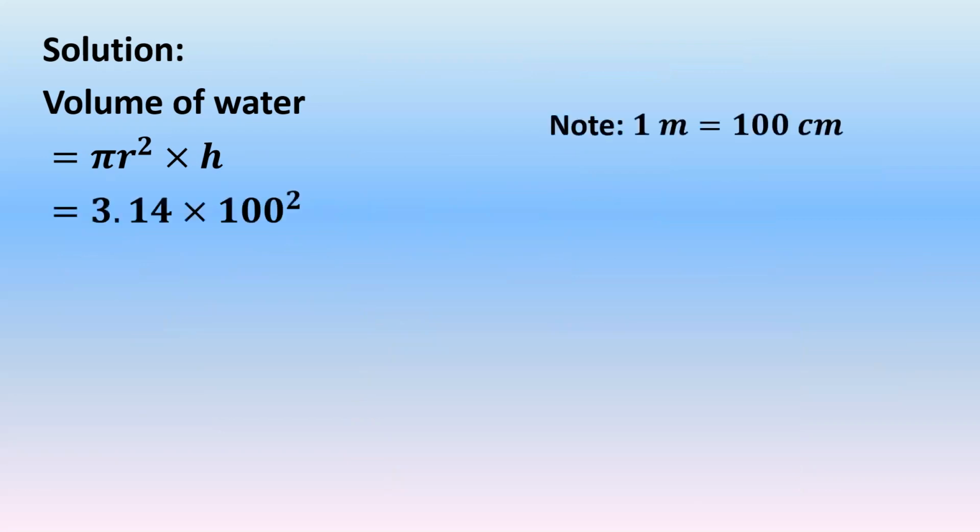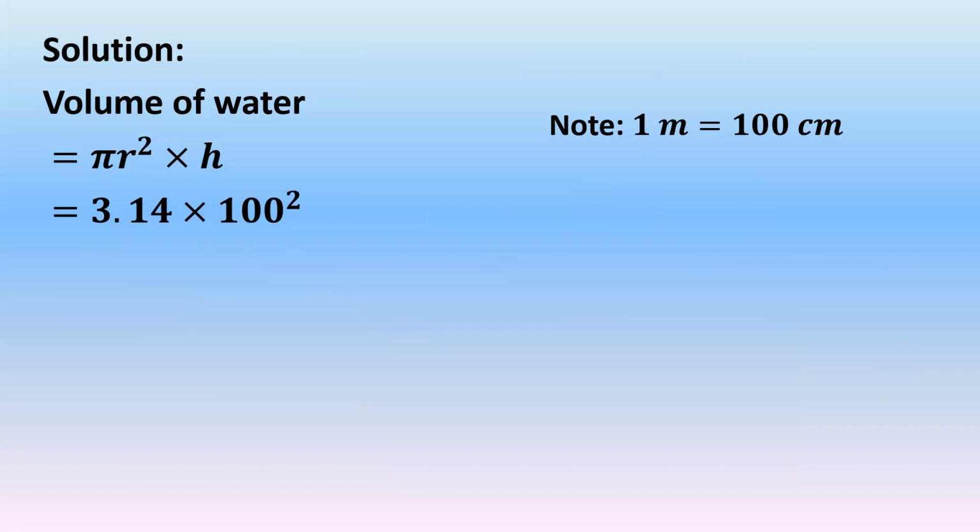You have noticed that the pool is in the shape of a cylinder. So, to calculate the volume, we use the formula pi r square multiplied by h. Here we have to convert 1 meter radius into 100 centimeters. Substituting the values, we get 3.14 multiplied by 100 to the square.